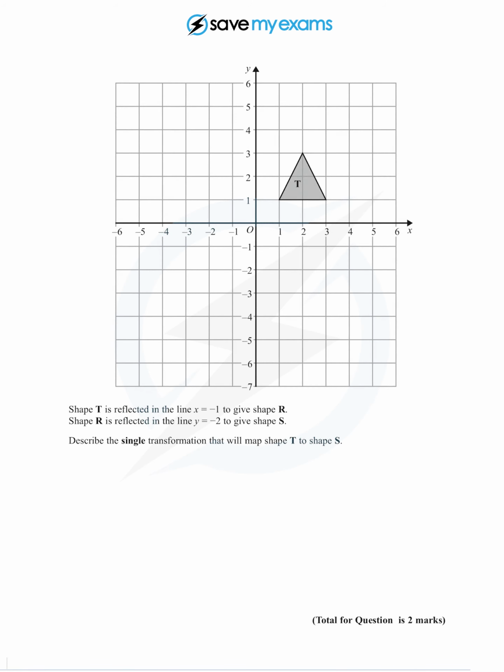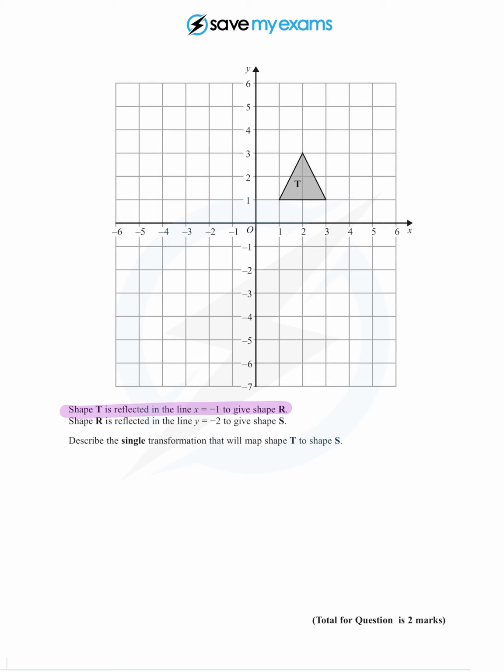Right, so we have a grid which has triangle T on it, and we're told that shape T or triangle T is reflected in the line x equals minus 1 to give R. R is then reflected in y equals minus 2 to give S, and we're asked to describe a single transformation that will map T onto S. Well, let's do what they're telling us.